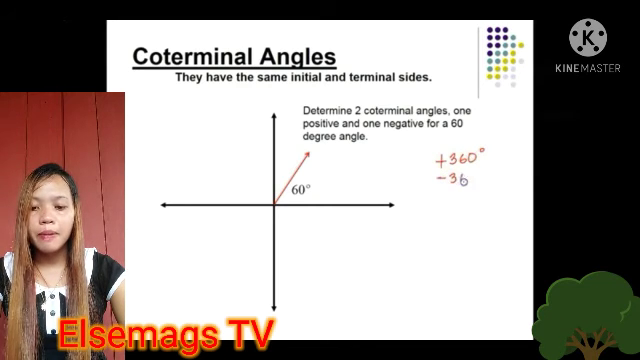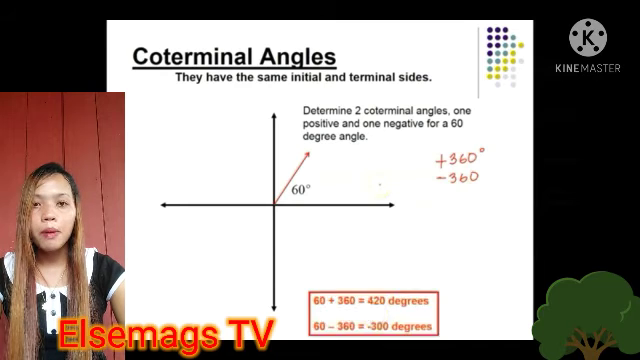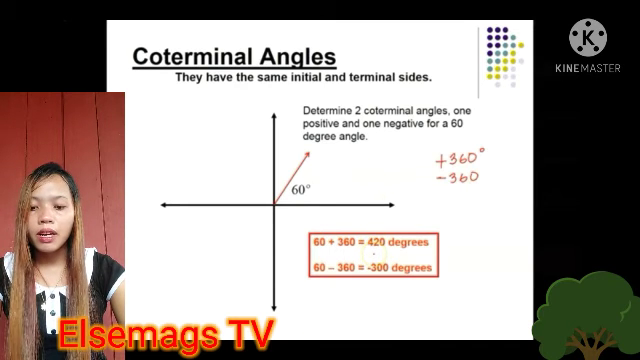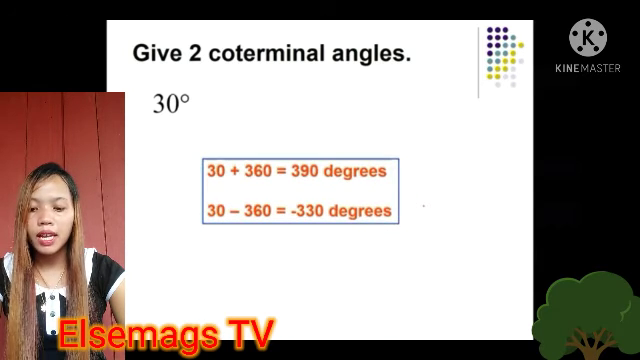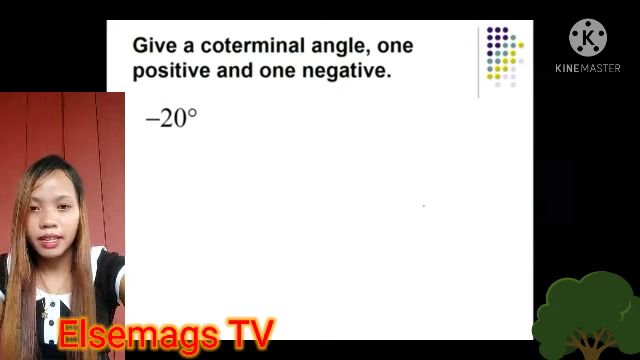Remember again, add and subtract 360 degrees. Next, how about 30 degrees? Find the coterminal angles. So, we add and subtract, and now we have 390 and negative 330 degrees. Next, negative 20 degrees. One is positive, one is negative. So, we're going to add 360 and subtract 360. Therefore, we have 340 and negative 380 degrees.